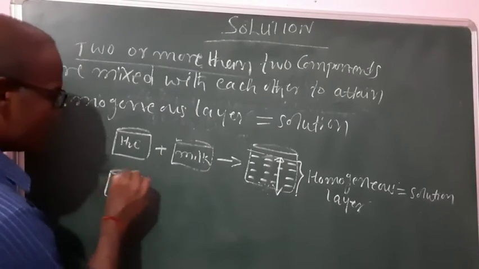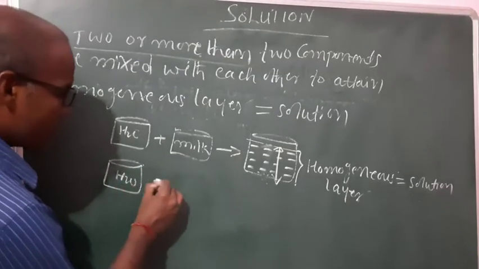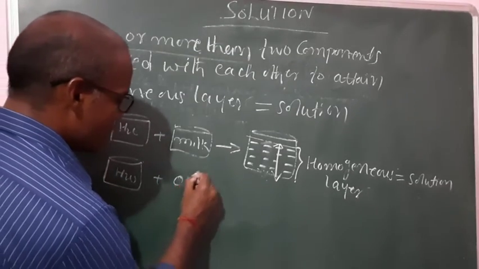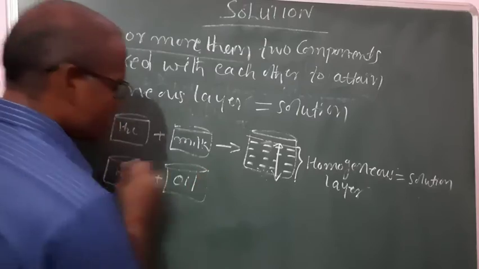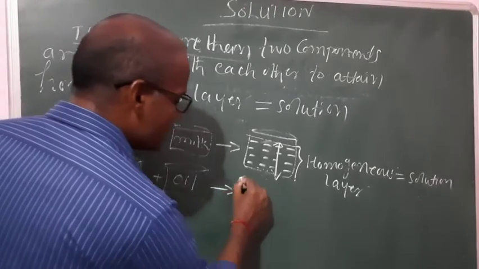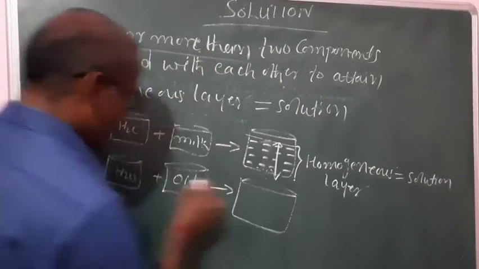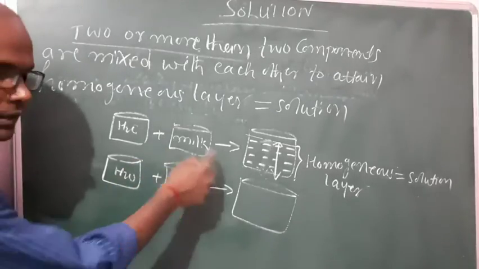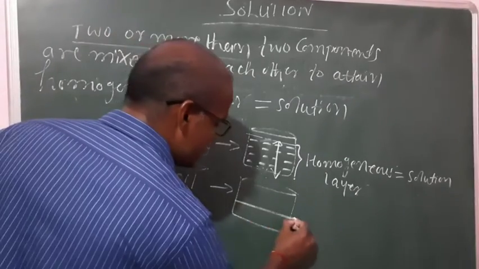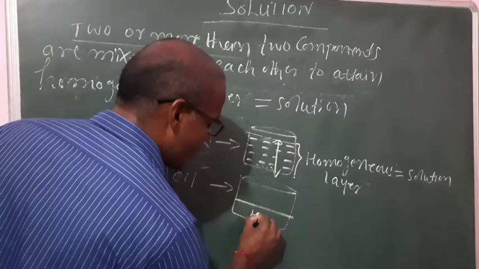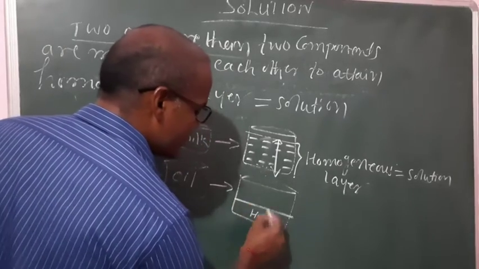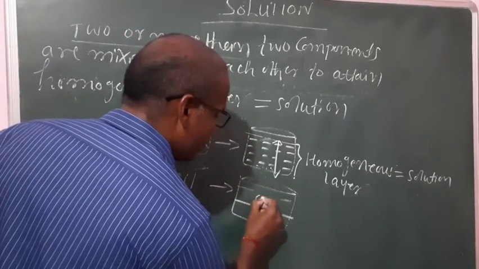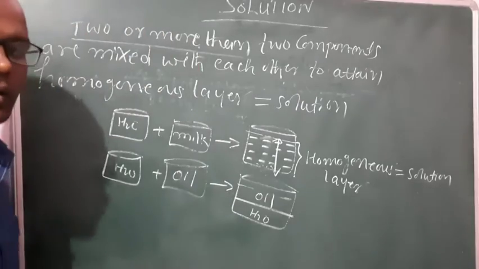Students, okay, look here at one more example. If I am using water plus oil, then what do you have to observe here, students? When water is added to the oil, you have to observe that water settles down and oil floats on the surface of the water.